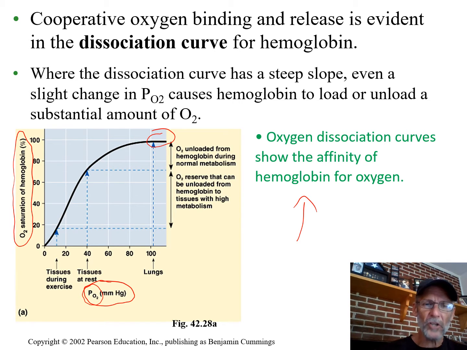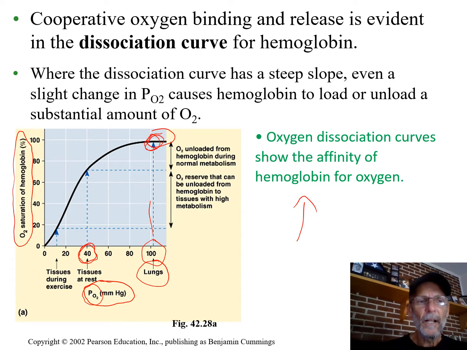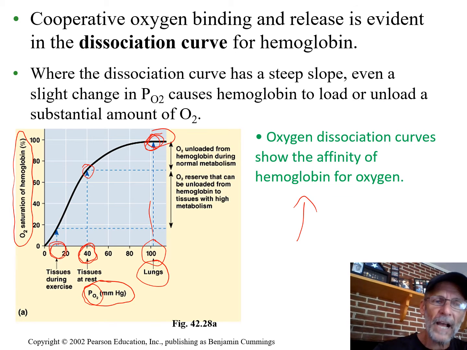If the concentration of oxygen in your blood is really high, again not 100%, but really high, like it is in your lungs, then hemoglobins are really saturated. That should make sense, right? But if the concentration of oxygen in the blood in your tissues, like at rest, is quite a bit lower, that means oxygen saturation is quite a bit lower. When you're exercising and your tissues are using oxygen up so fast, the hemoglobin is a lot less saturated.